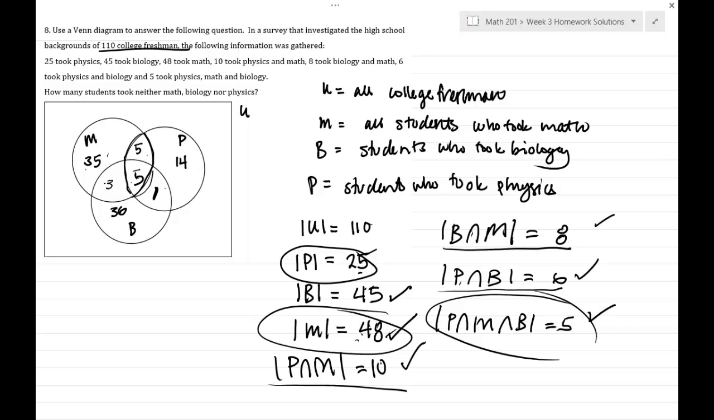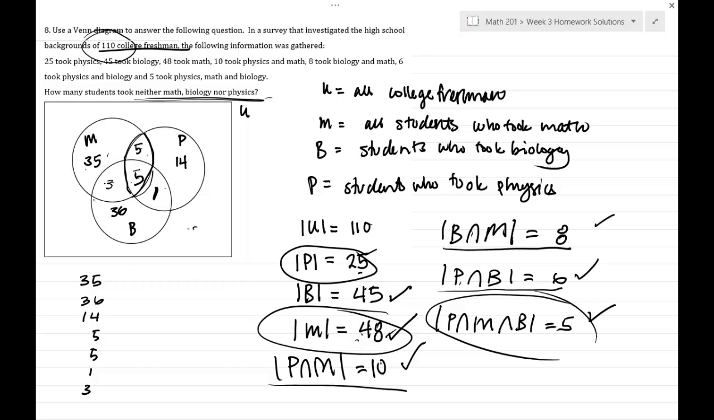All right, so now there's only one region that doesn't have a numerical value for the number of students that live there. And actually that number is what we're looking for here. Who took neither math, biology, nor physics? So to figure this out, we need to add up all these regions and figure out how many students of the 110 haven't we placed in any of these regions. So let's just add up these numbers. We've got 35, we've got 36, 14, 5, 5, 1, 3.